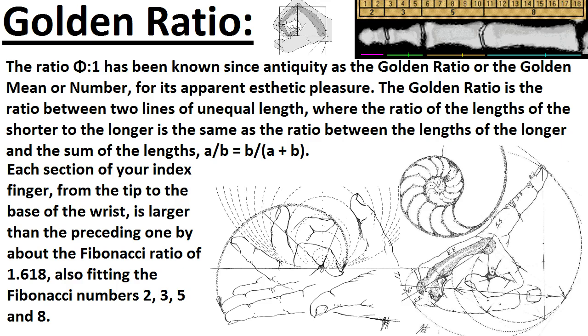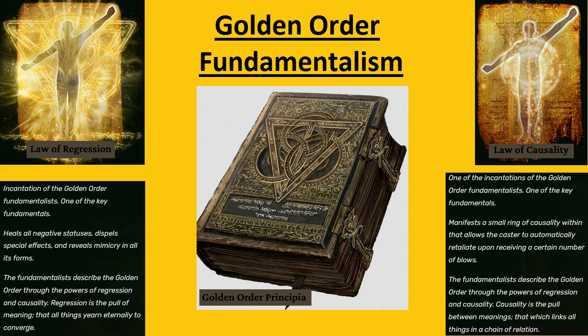The golden ratio seemingly fits perfectly within Golden Order fundamentalism. Golden Order fundamentalism is a scholarly pursuit combining both intelligence and faith that attempts to interpret the core ideologies of the Golden Order. Fundamentalism is based on 2 concepts: the law of regression, the pull of meaning and the yearning to converge, and the law of causality, the pull between meanings, which links all things in a chain of relation.